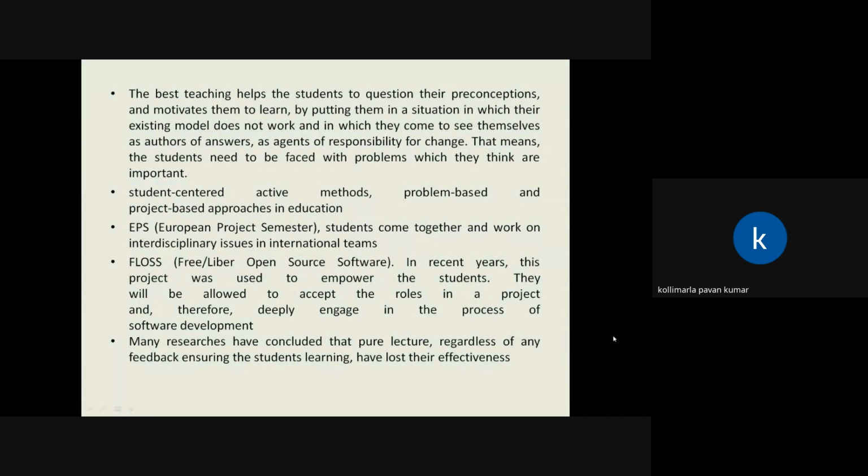Now see, student-centered active methods and problem-based and project-based approaches are very common types in education. When we look at outer countries, like European countries, there is what is called the European project semester. In it, students from all the disciplines are gathered at one place, and they have to discuss issues on various interdisciplinary aspects in teams.